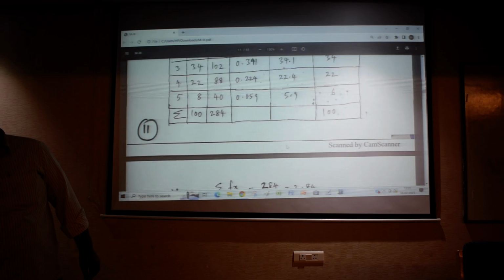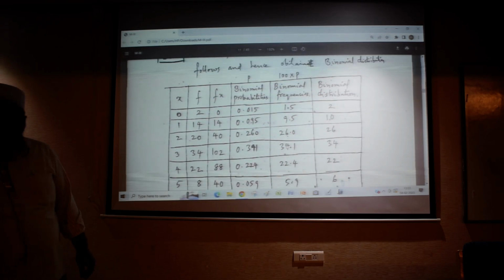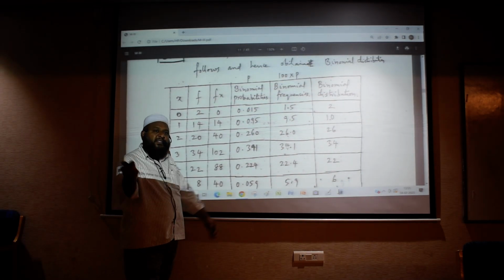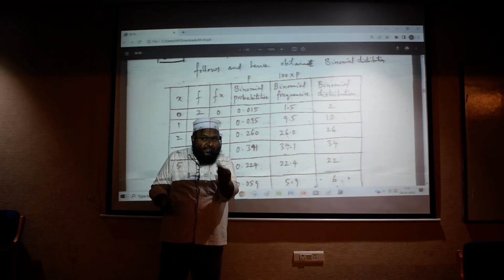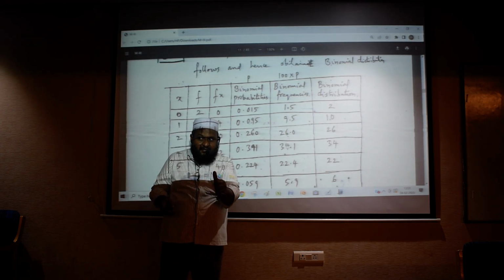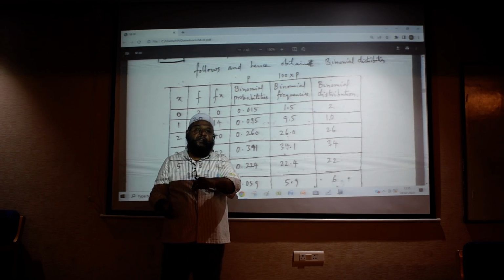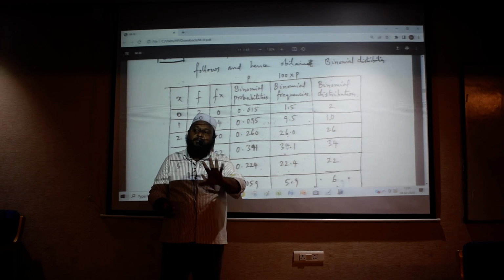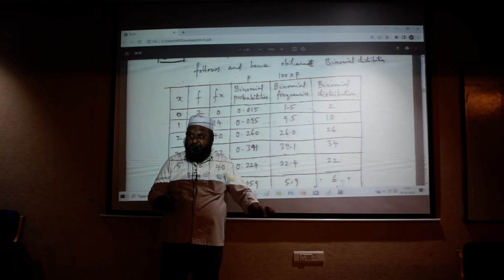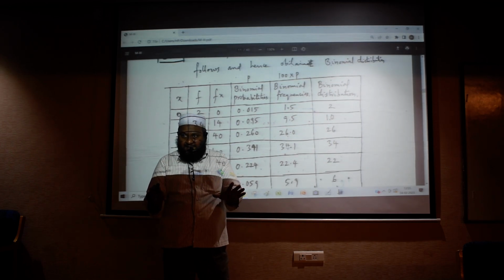Now we will come to the table again. I'll just give a simple example. If a coin is tossed, what is the probability that it will show head? 1 by 2. What is the probability that it will show tail? 1 by 2. Suppose we are talking about head, that is 1 by 2. The probabilities are ready with us, right?